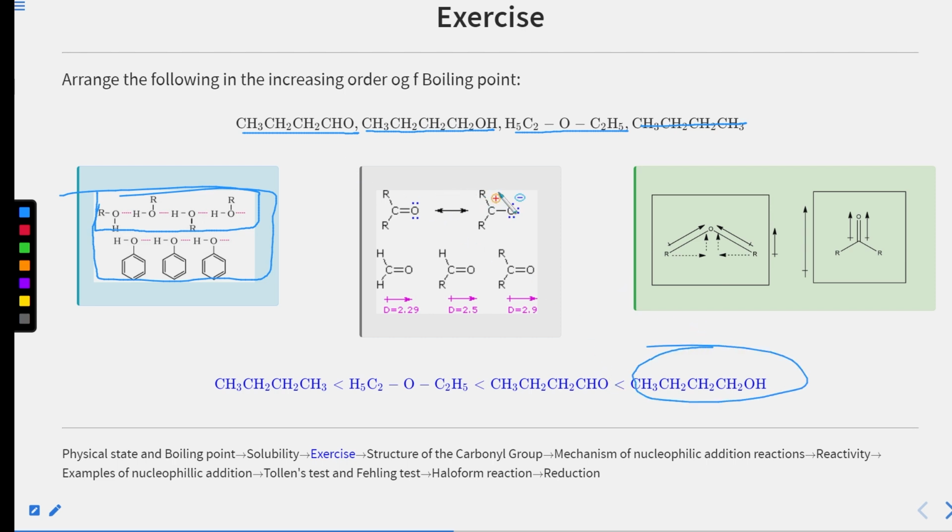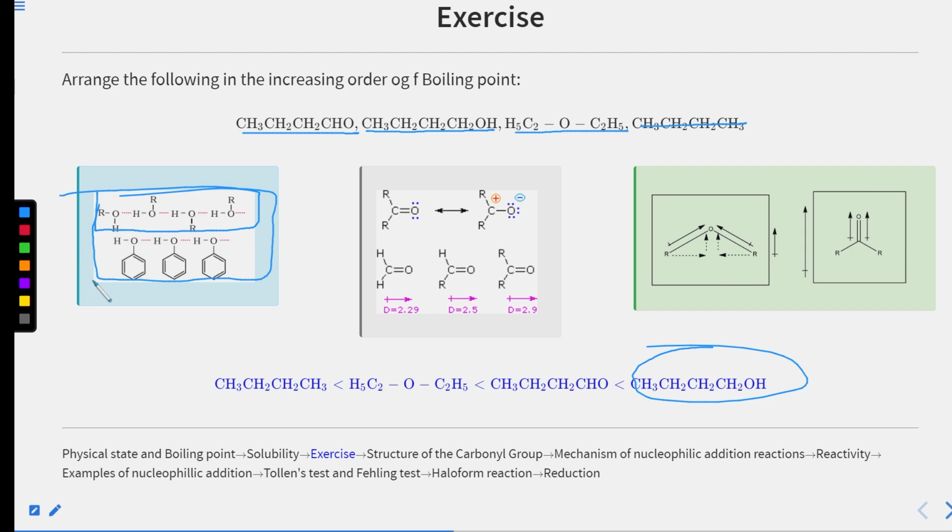Next, let us compare the dipole-dipole interaction. Two kinds of dipole-dipole interaction can be seen. First is between aldehyde molecules and second is between ketone molecules. Now which one would have a greater dipole-dipole interaction? The one which has a greater dipole moment, because dipole-dipole interaction means the attraction between the negative part of one molecule with the positive part of the other molecule, and the charge will clearly depend upon the dipole moment.